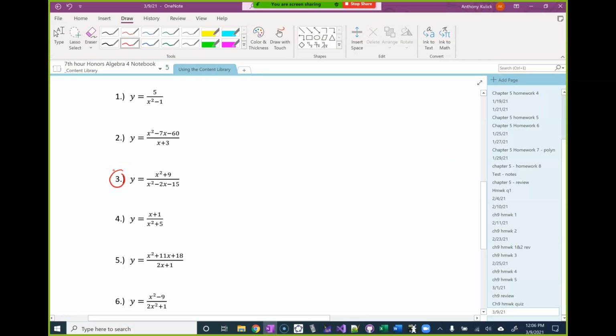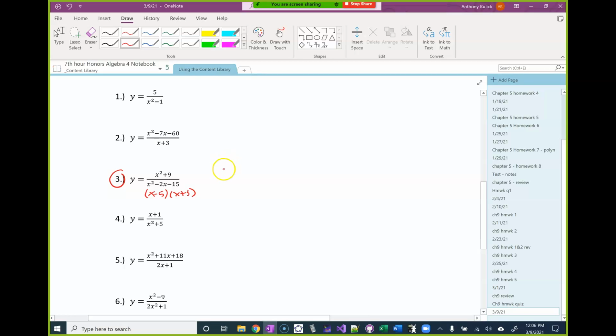So the first thing that I'm going to do is factor to see if there's any reducing that happened. The denominator factors: x plus 5 times x plus 3. We good there? The numerator does not factor because it's a sum of squares, not a difference. So there's no factoring that can be done in the numerator, and there's no reducing to do. So we're all set there.